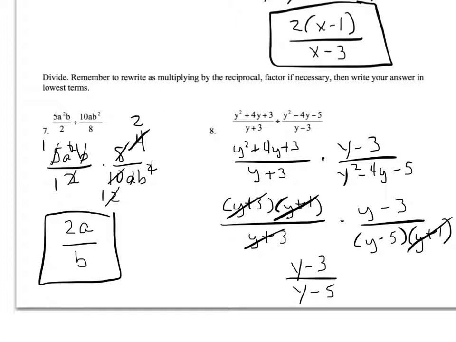Now make sure you do not attempt to cancel out those y's, because there are minus signs involved. You cannot take out pieces. These would have to match exactly, and they don't. And that's all you have to do to simplify rational expressions.